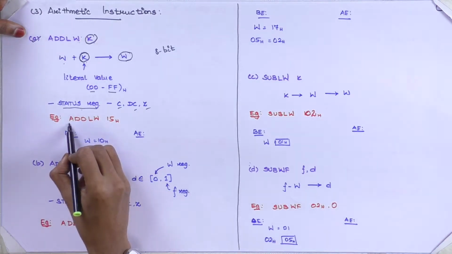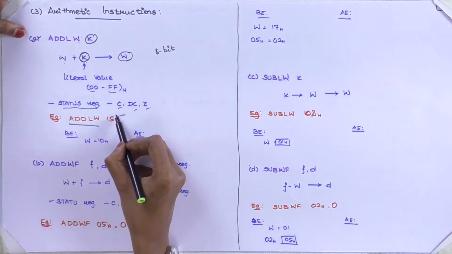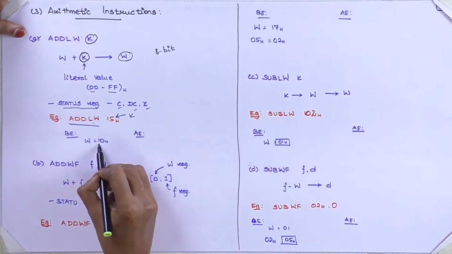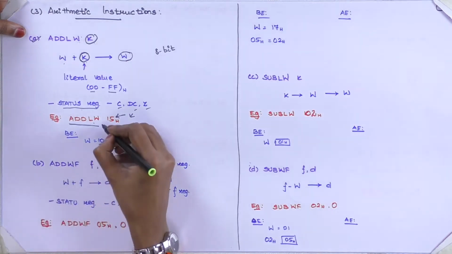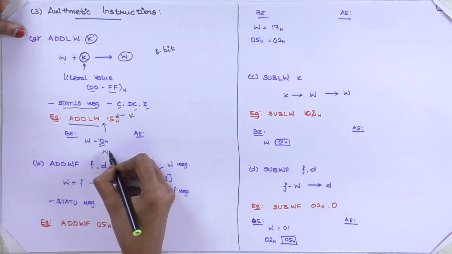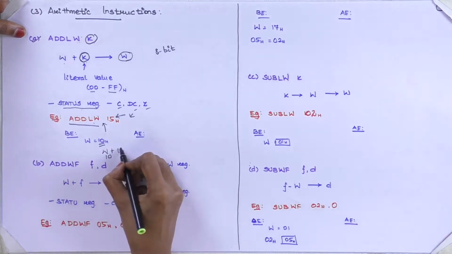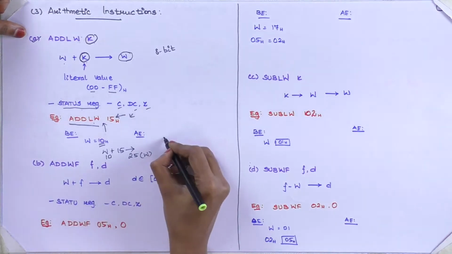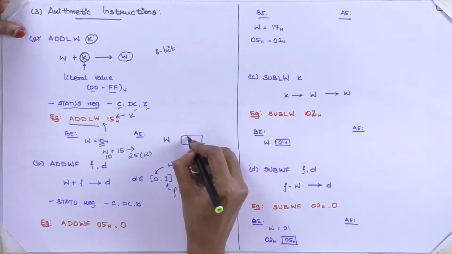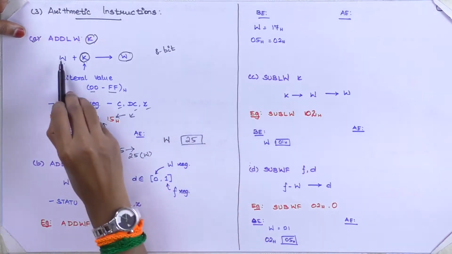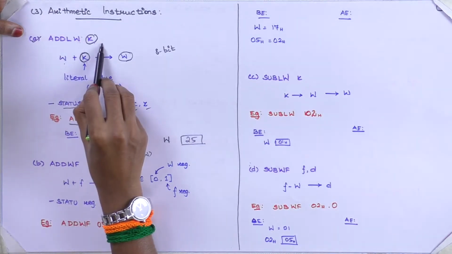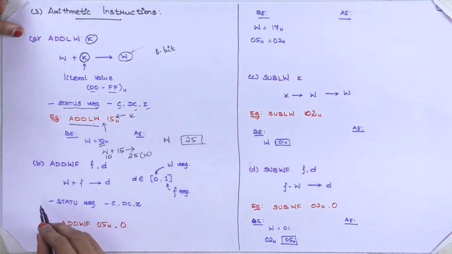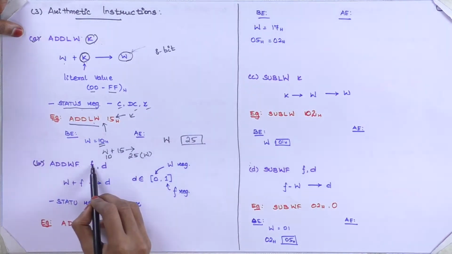I have taken an example instruction, ADDLW 15, where 15 is the literal value. Before executing this instruction, the working register has the value 10. When I execute this instruction, the 10 will be added with the literal value 15. As a result, we get 25, which will be stored again in the working register. So that is ADDLW K, to add the literal value with the working register, with the result stored in the working register. Then the second instruction is ADDWF F comma D.